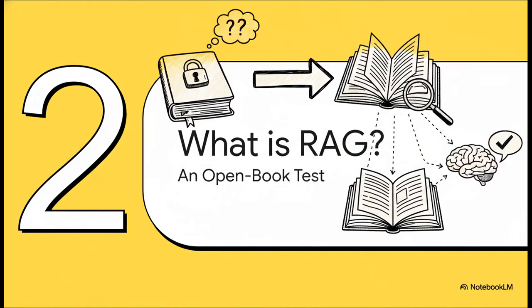So what is this big solution? Well, welcome to Retrieval-Augmented Generation. Honestly, the best way to think about RAG is with this simple analogy. A standard LLM is like it's taking a closed-book test. It can only use what it memorized during training. RAG, on the other hand, gives the AI an open book test. It lets it look up the answers from a trusted source right before it speaks.